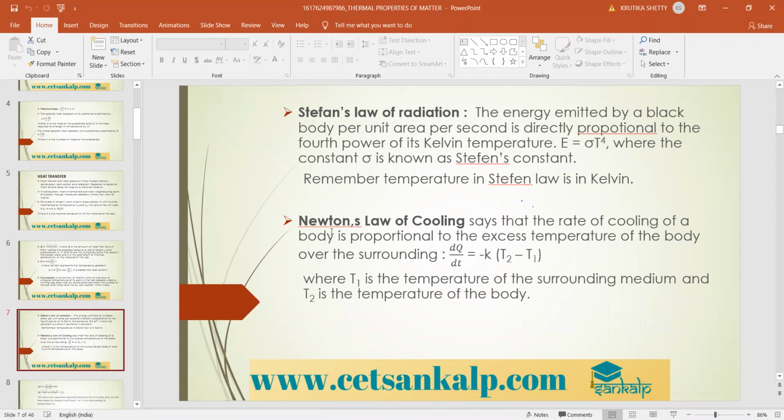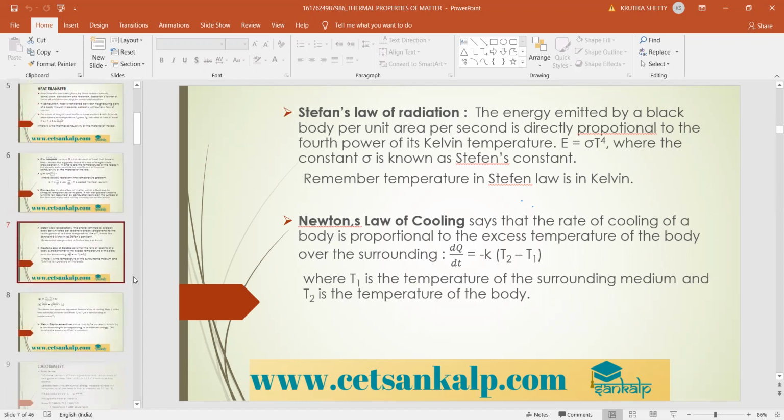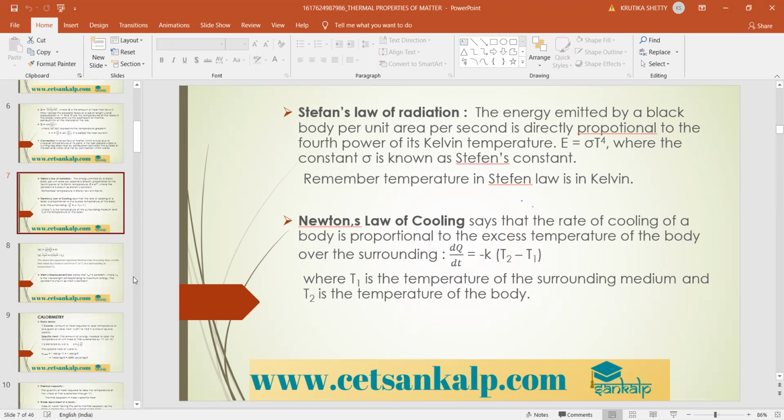Then next we have some of the laws, like Stefan's law, Wien's displacement law, and Newton's law of cooling. So here let us see some laws. The first one we are going to deal with is Stefan's law of radiation. What does Stefan's law of radiation state? It states that the energy emitted by a black body per unit area per second is directly proportional to the fourth power of its Kelvin temperature. So here I'll repeat the statement.